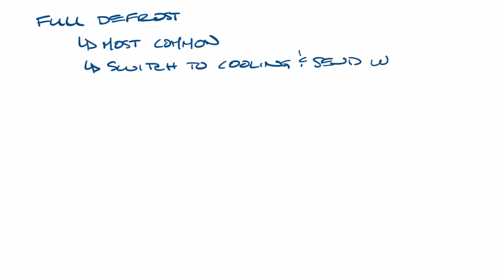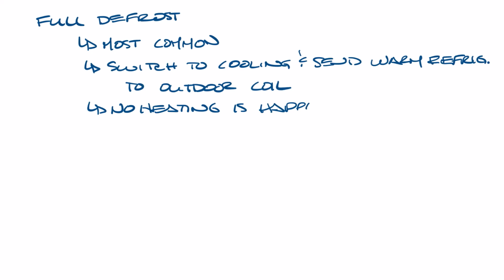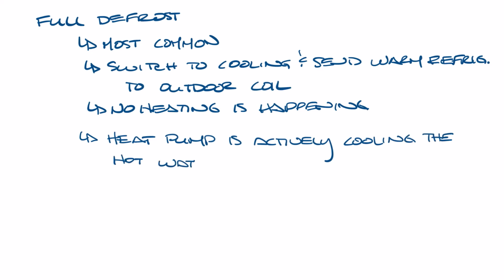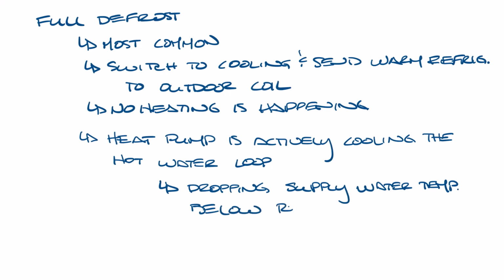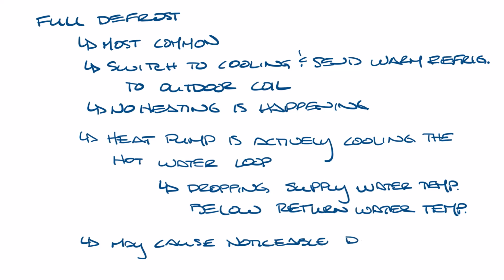Let's start with full defrost. This is the most common defrost strategy, and it's basically what I just described. During full defrost, the heat pump temporarily switches to cooling mode, sending warm refrigerant to the outdoor coil to melt the frost, and no heating is happening during this time. While it's defrosting, the heat pump is actively cooling the hot water loop, dropping the supply water temperature below the return water temperature. This decreased supply water may cause a noticeable dip in your indoor supply air temperatures.